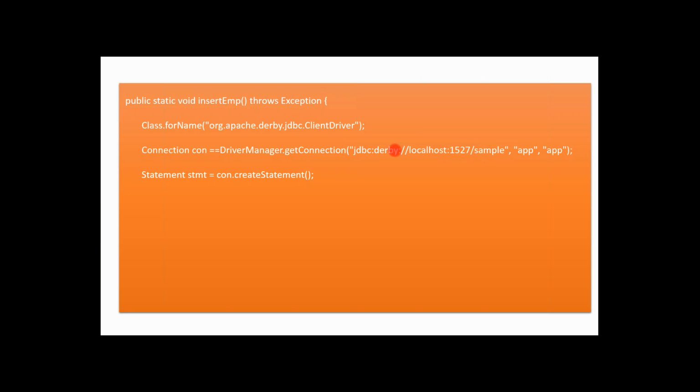Is it clear? The first one is the protocol. You are using the JDBC protocol. The second one is the Derby database, the name of the database. Third is the localhost or IP address, then the port number, and then the database name itself. And then you are creating the statement object.